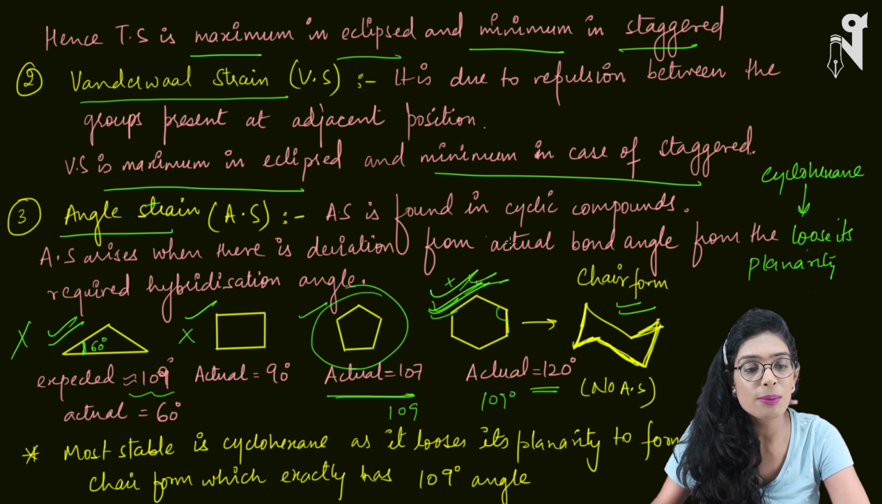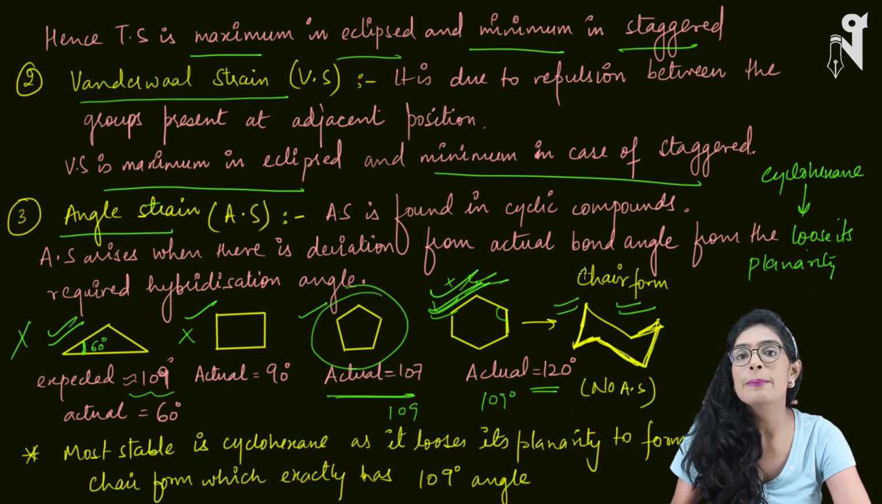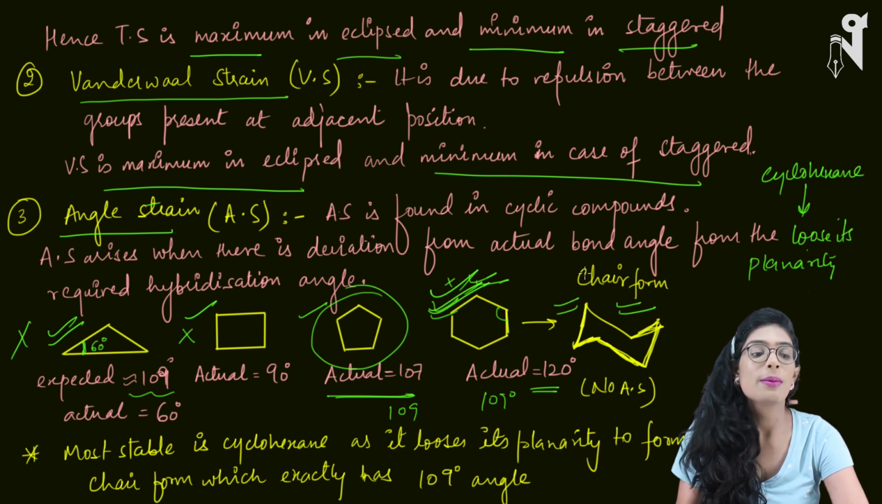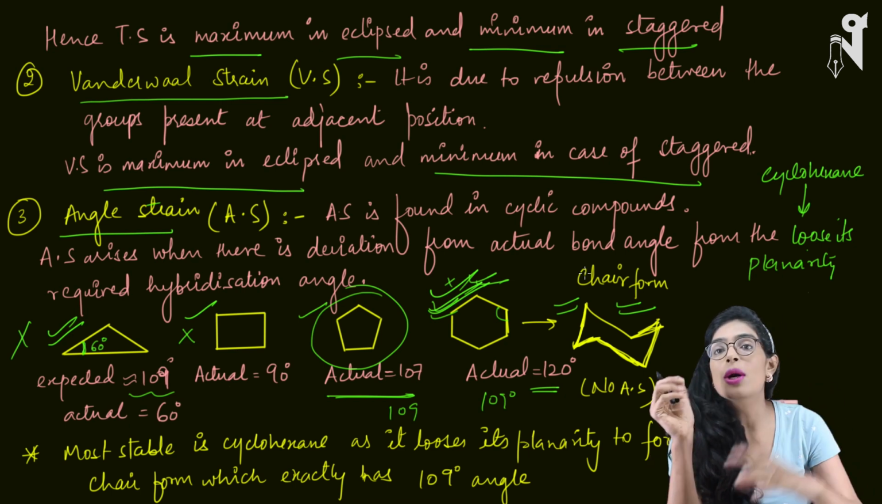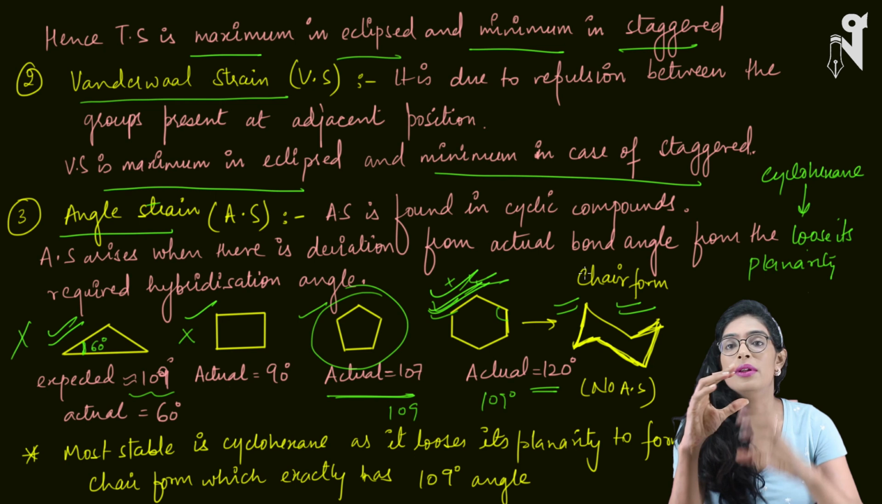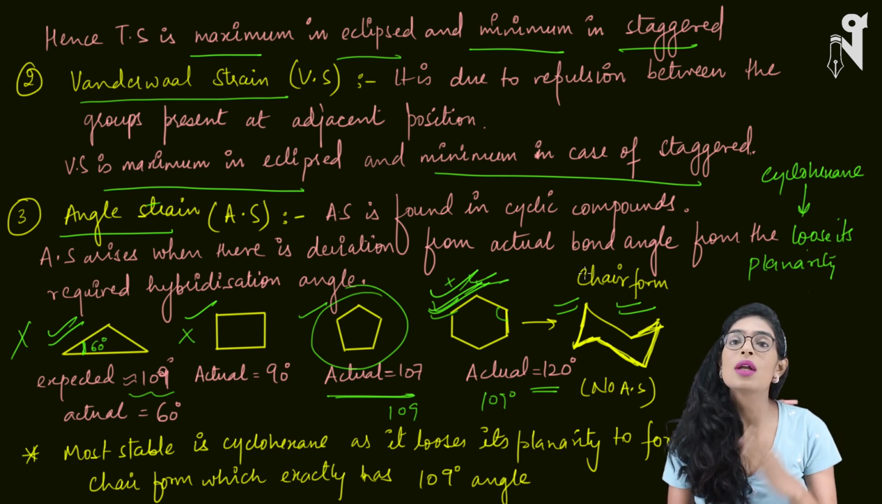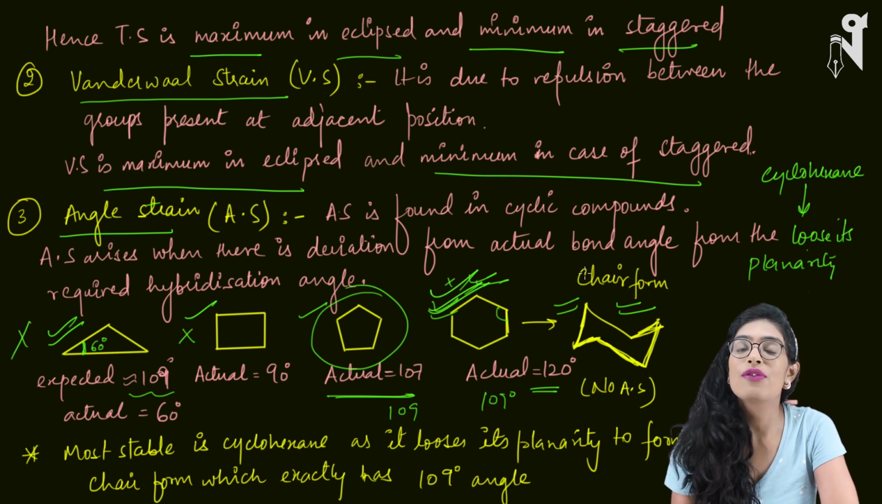This is how the chair shape looks like. I'll show you the actual structure of the chair shape also. In that chair shape, because now the carbons are not in the same plane, the angles will change, and the angle which actually is present in the chair form is around 109 degrees, which is the required angle.